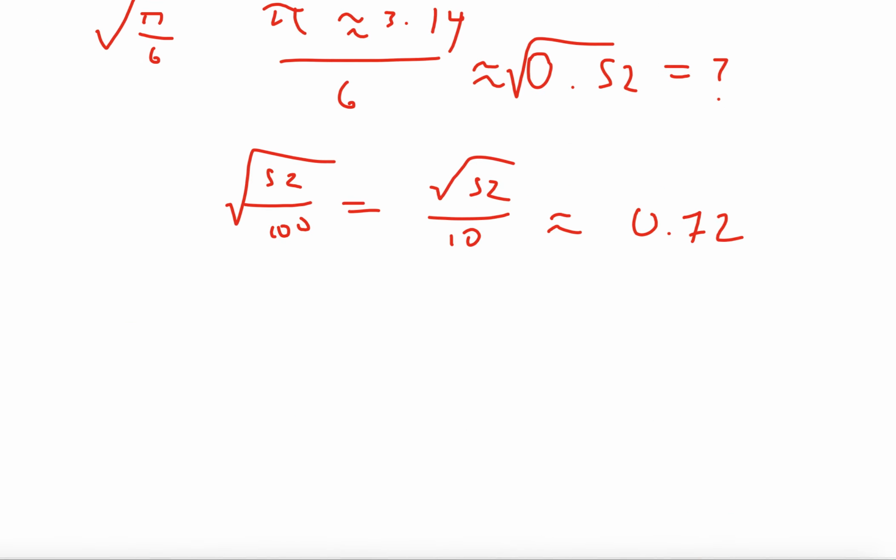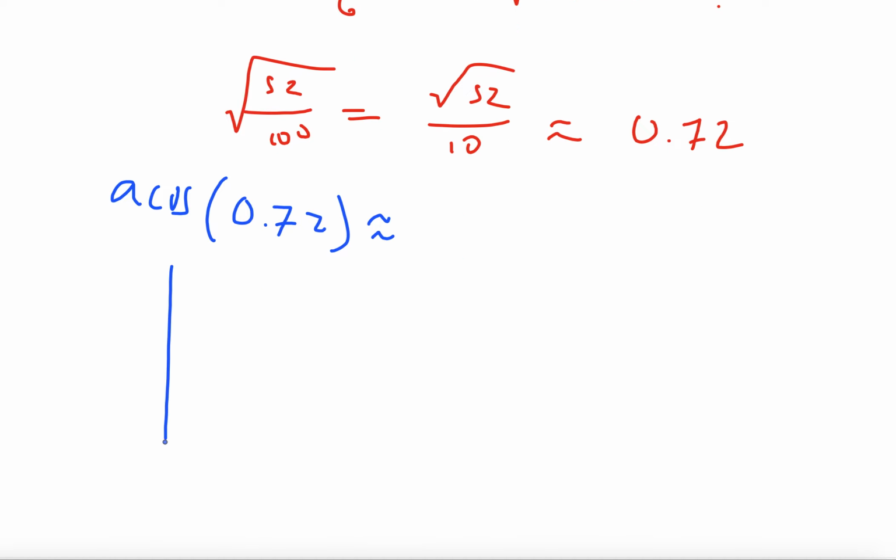That's just an approximation for root pi over 6 alone. But now we're going to take the arc cosine of that, which is what we're being asked. So arc cosine of about 0.72, what is that approximately equal to? Well, let's take a look at our unit circle. So now we're going to use the unit circle, our best friend, to see what it's going to be equal to.